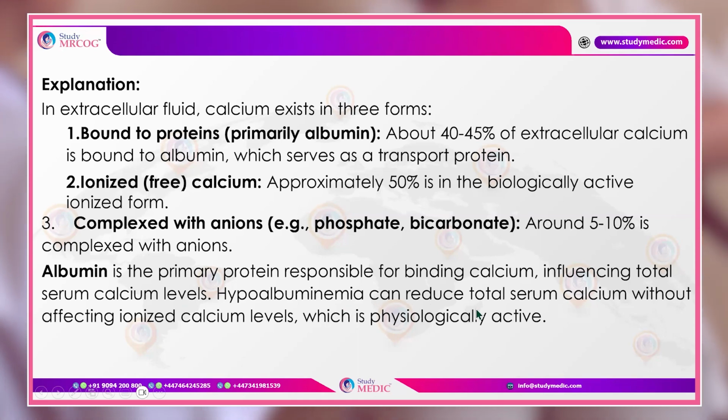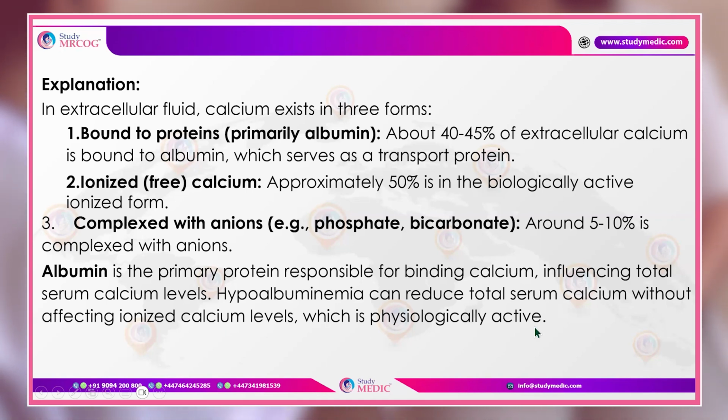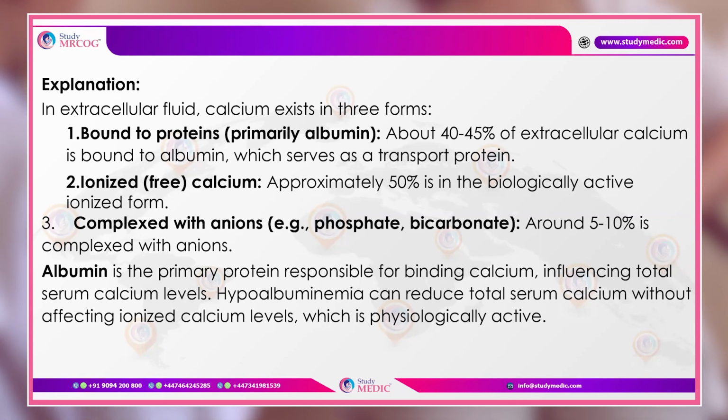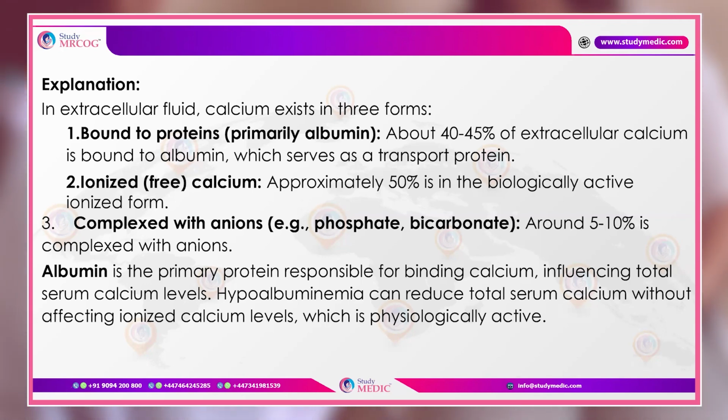Hypoalbuminemia can reduce total calcium without affecting ionized calcium levels, which is physiologically active. So whenever you are evaluating and you encounter a low total calcium, look for whether albumin values are low or correct. That will also guide you whether it requires a correction factor or not.